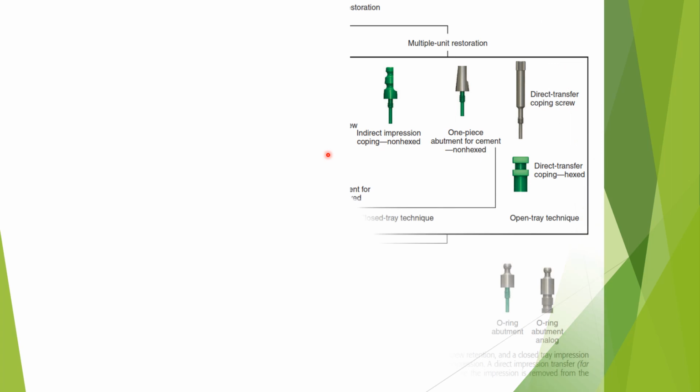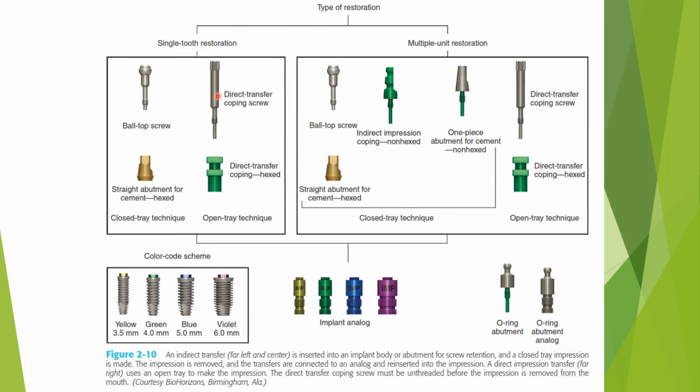So based on the restoration, they are of indirect transfer and direct transfers. So indirect transfer is inserted into the implant body or abutment for screw retention, and a closed tray impression is made. The impression is removed and transfers are connected to analog and reinserted into the impression. And direct impression transfer uses the open tray technique to make the impression. And direct transfer coping screw must be unthreaded before the impression is removed from the mouth.